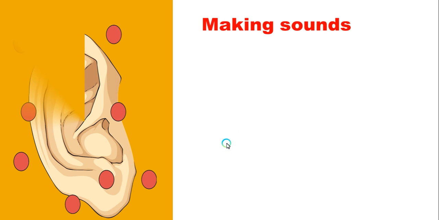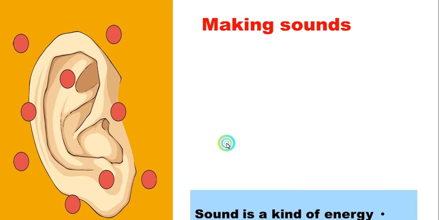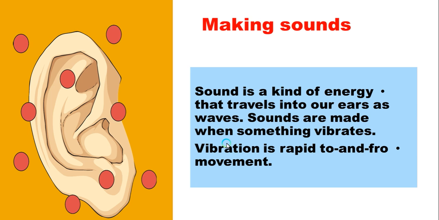So let's look at making sound. Of course, if you want to talk about sound, you cannot but talk about the ear. Sound is a kind of energy that travels into our ears as waves. Sounds are made when something vibrates. So vibration is rapid to and fro movement.